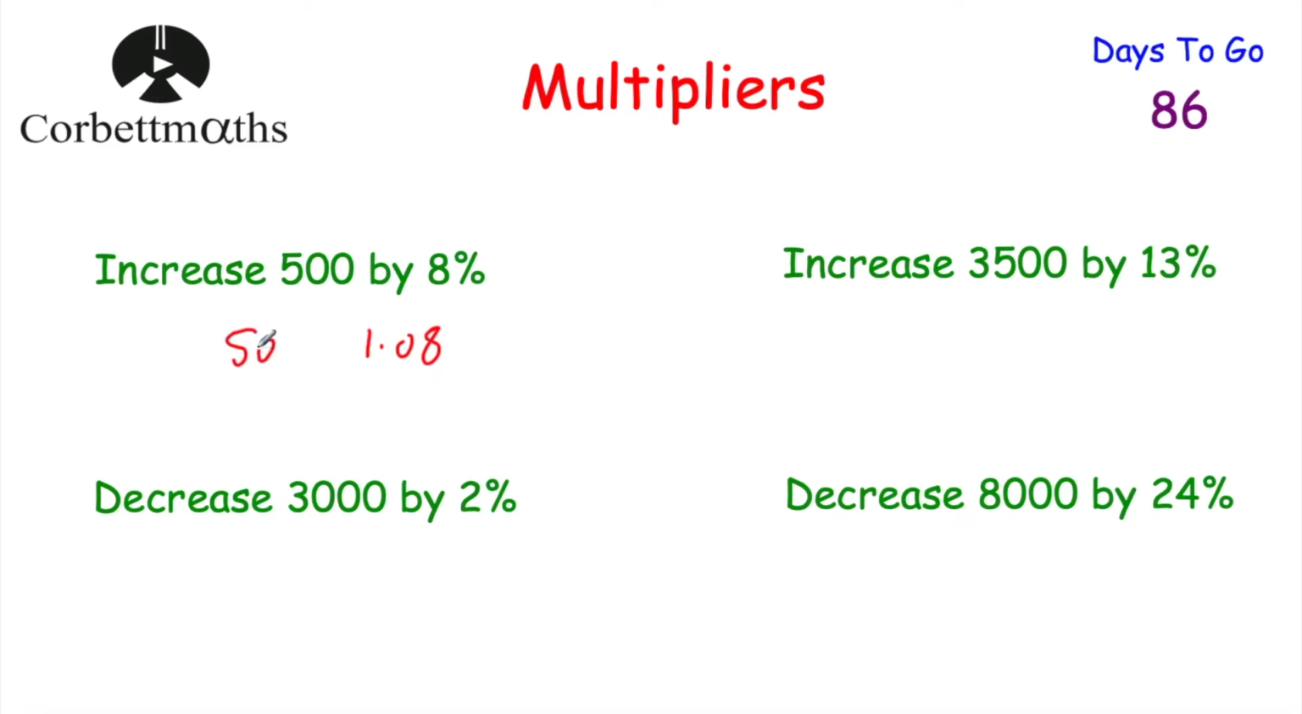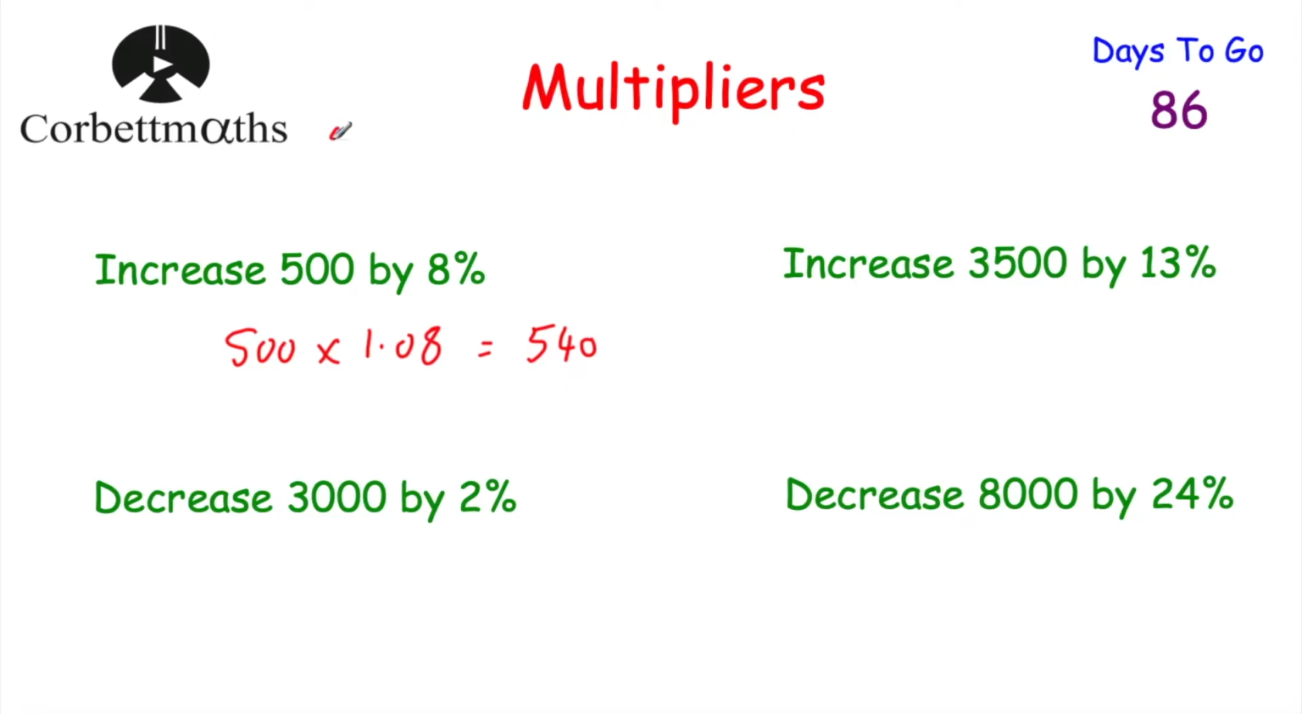We would just take our 500 and we would just multiply it by 1.08, and that would increase it by 8% for us. So if we take 500 and we multiply by 1.08, that's equal to 540. So if you increase 500 by 8%, you get 540. And this multiplier just means that we can increase 500 by 8% really quickly and easily.